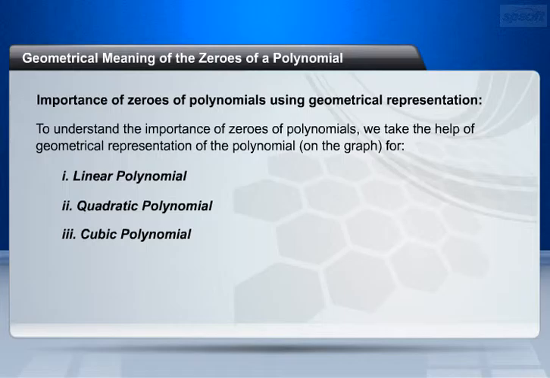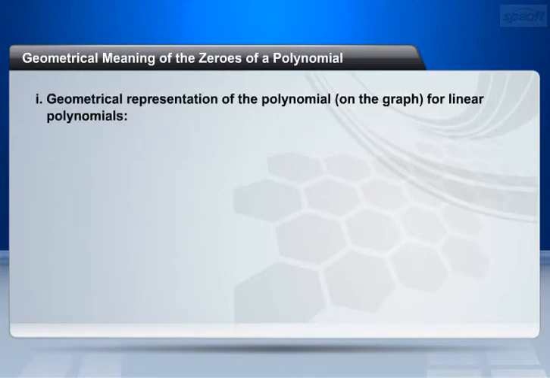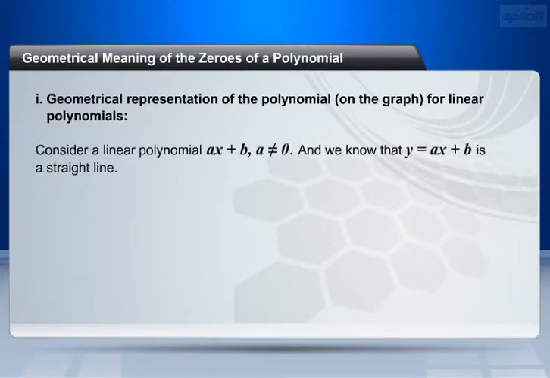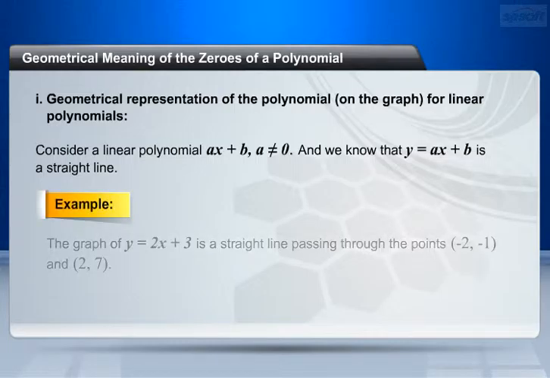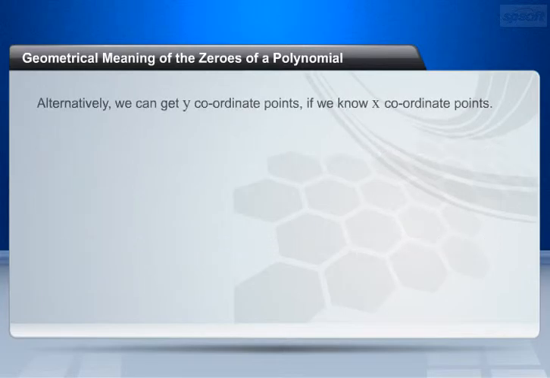Now let's discuss the geometrical representation of the polynomial on the graph for linear polynomials. Consider a linear polynomial ax plus b, a is not equal to 0. And we know that y equals ax plus b is a straight line. For example, the graph of y equals 2x plus 3 is a straight line passing through the points (-2, -1) and (2, 7). Alternatively, we can get y coordinate points if we know x coordinate points.